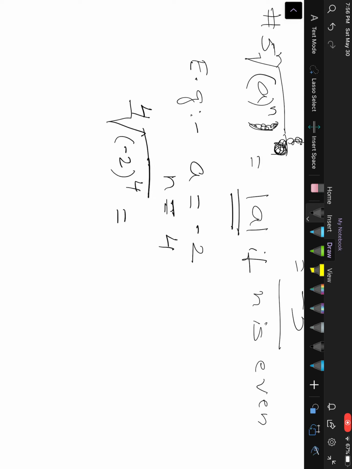Now you are multiplying the negative sign an even number of times, so you will get a positive number. So applying property number 5, you will get back 2. So that is nothing but the absolute value of negative 2.